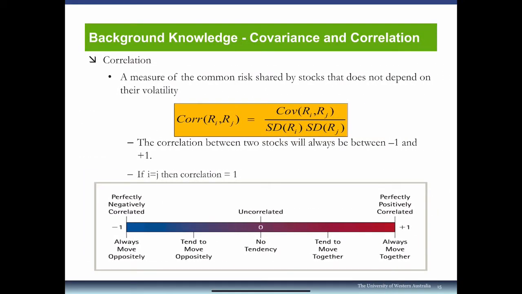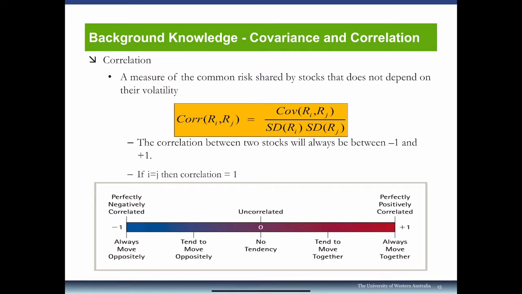Just like when people say, I don't want to deal with variance because the return is being squared, I want to deal with standard deviation because that's the square root of variance, there's an equivalent term in the context of covariance. It's called correlation. It's a measure of the common risk shared by stocks that does not depend on their volatility. To calculate correlation, it equals the covariance of Ri and Rj divided by the standard deviation of Ri times the standard deviation of Rj. Rearranging the formula, you can get another way to calculate covariance if you know the correlation and the standard deviation of the two stocks.